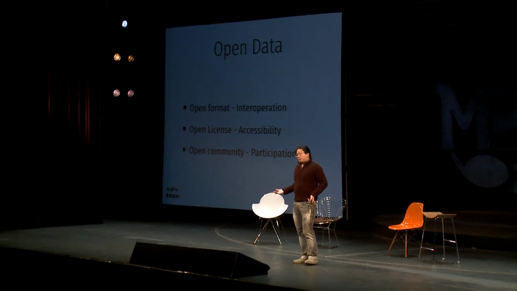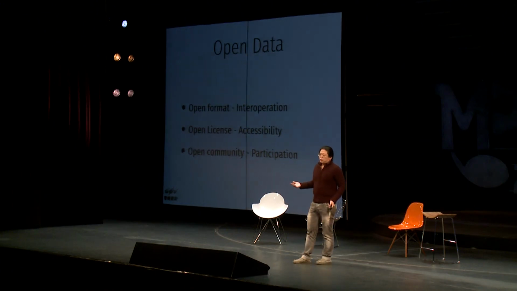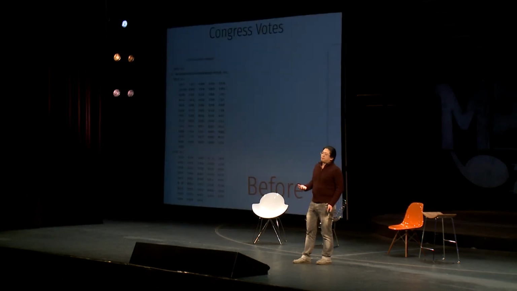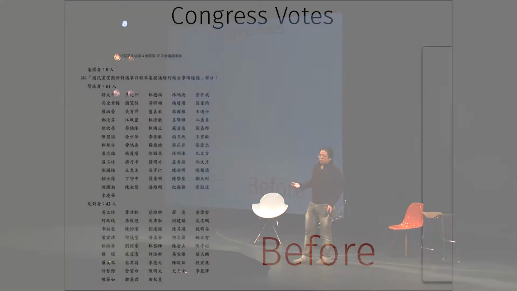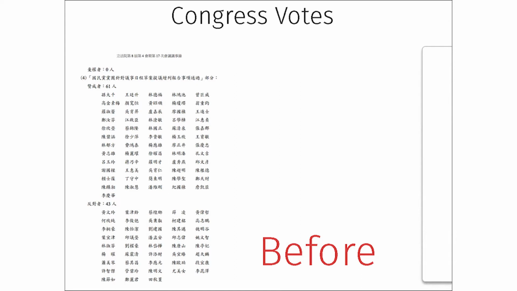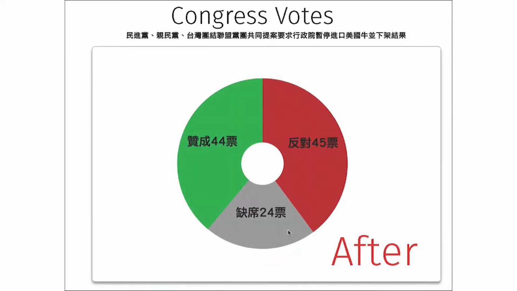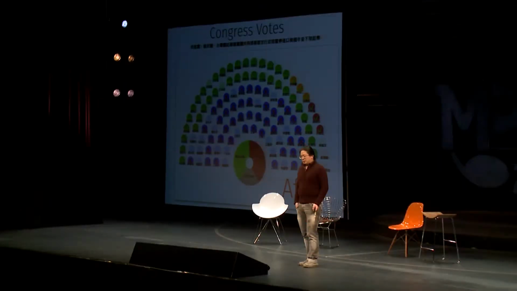So to better understand how the government works, we try to look at the legislative branch, the Congress. For example, here's a government Congress vote record. It is really hard to read, it's tiny text, right? So we turn that into a nice chart, and you can easily see who did what.